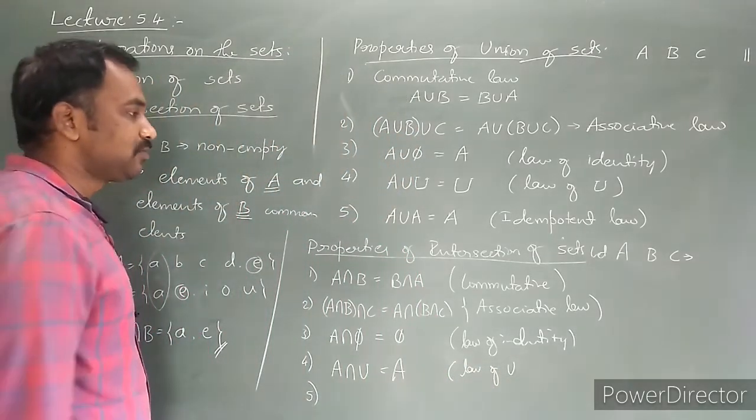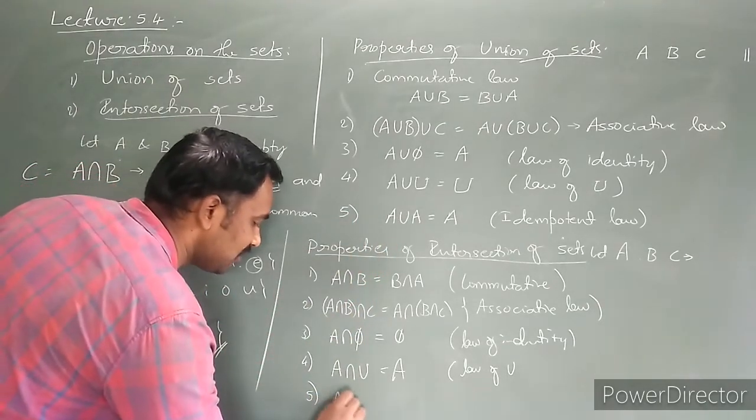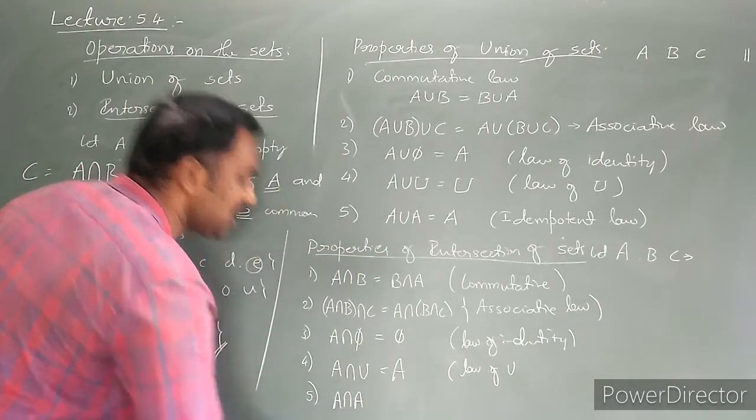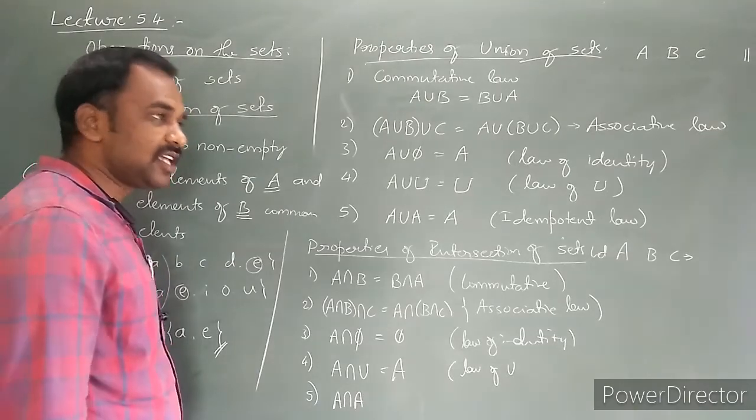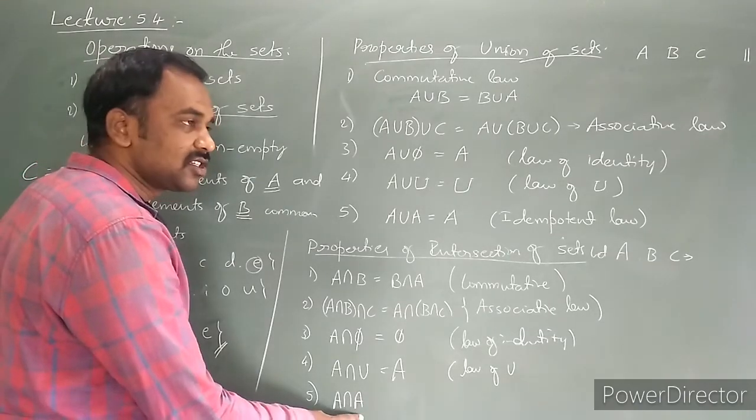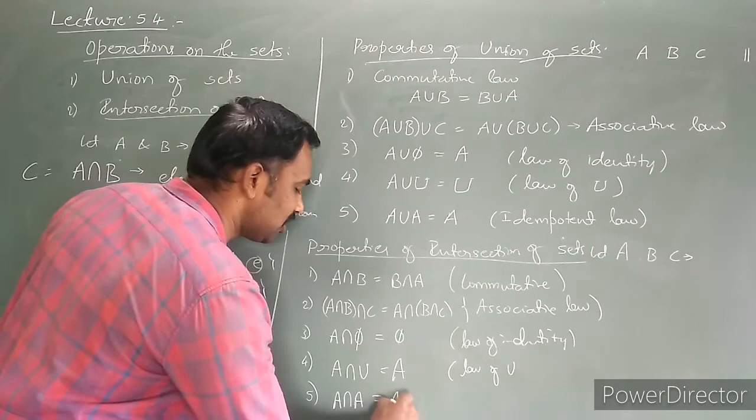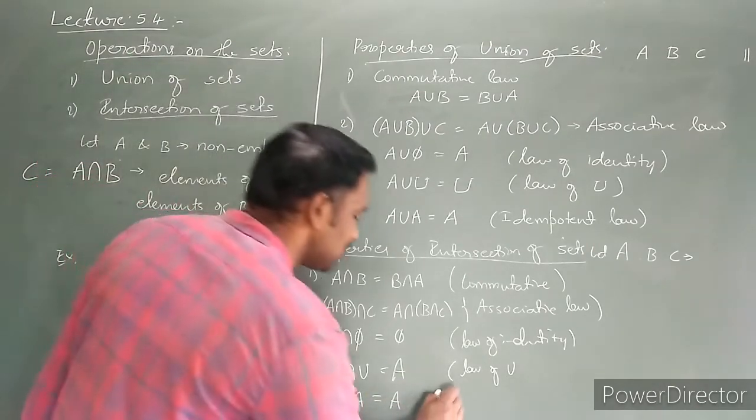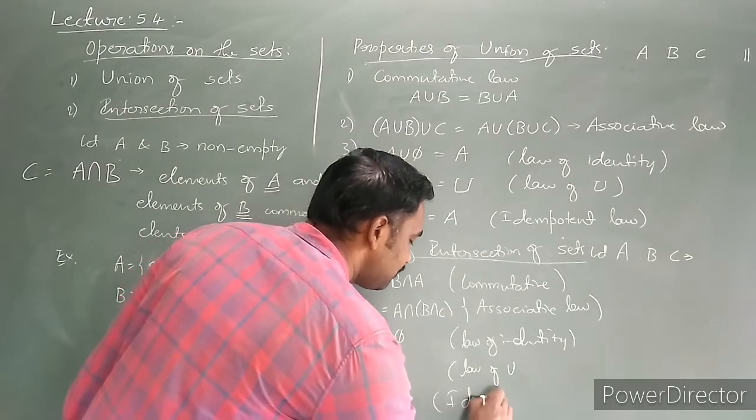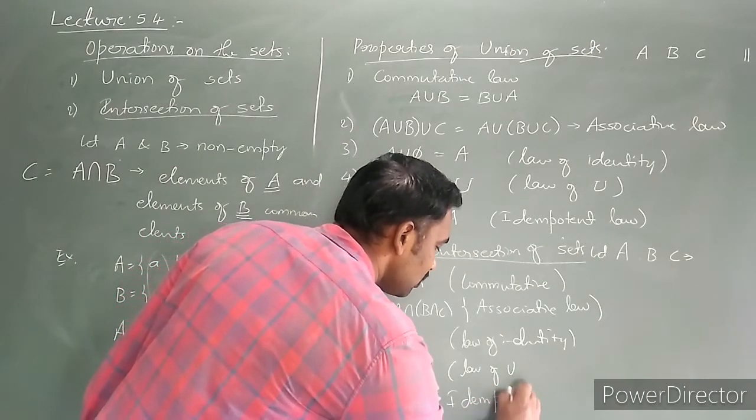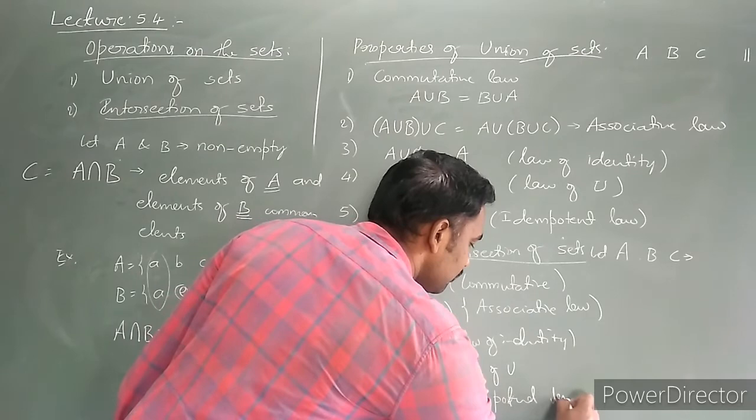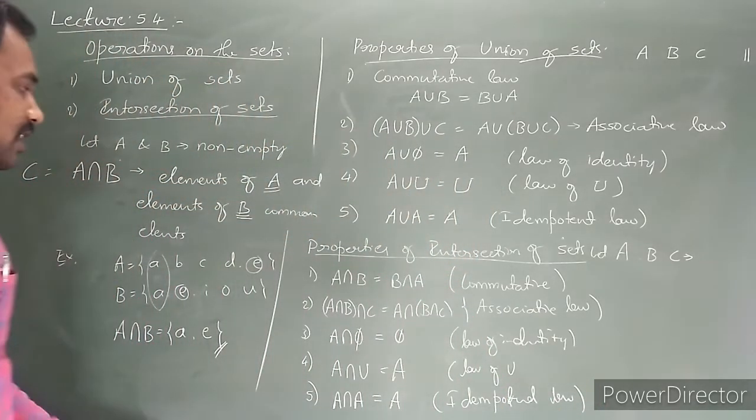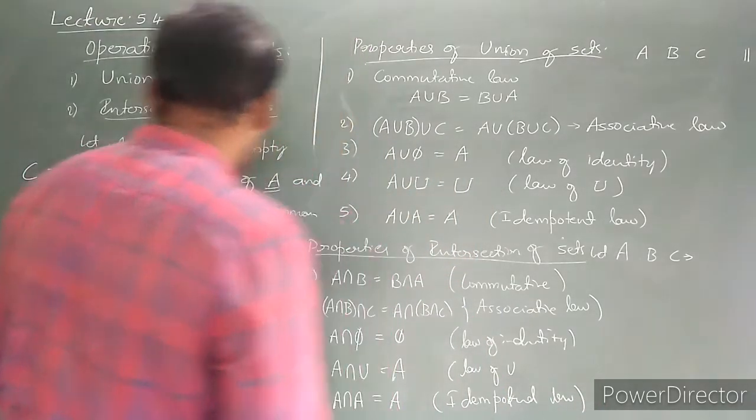What is the fifth one? Idempotent law. What is the idempotent law? A intersection A. What is A intersection A? The intersection of set A with set A only. That is nothing but the common elements between A and A, which is nothing but A. This is said to be the idempotent law. One more law I just write here.